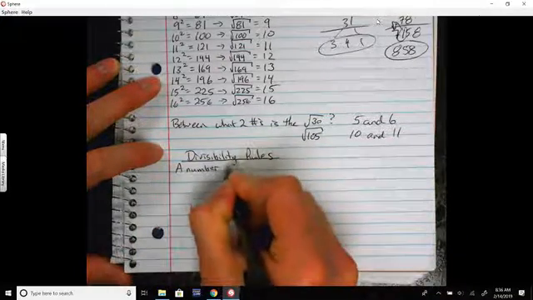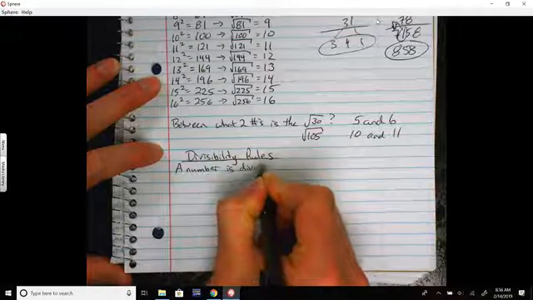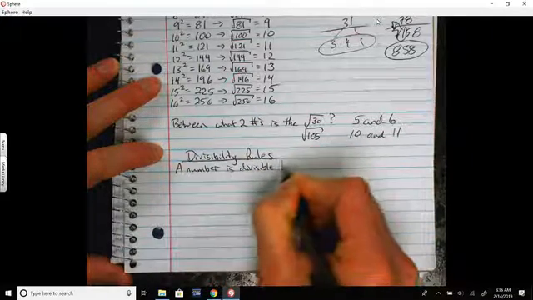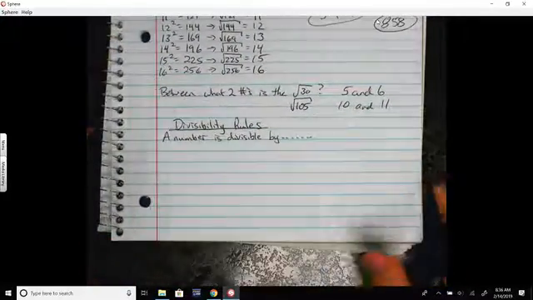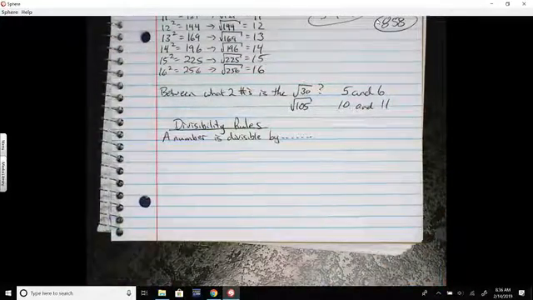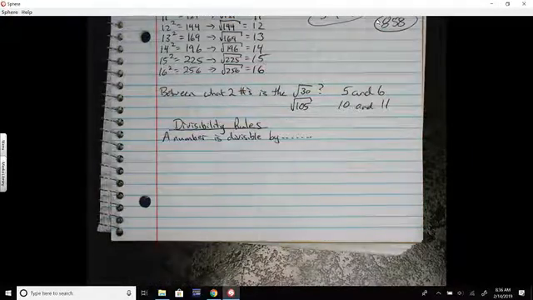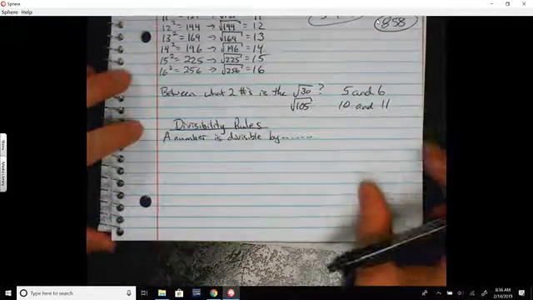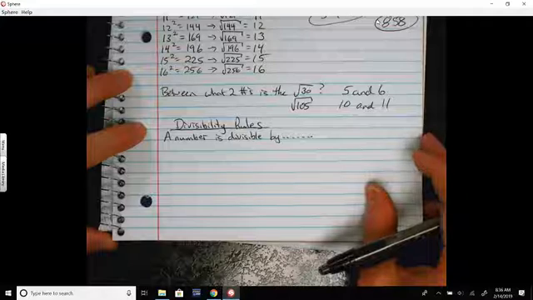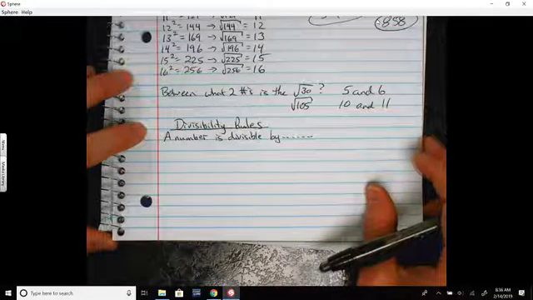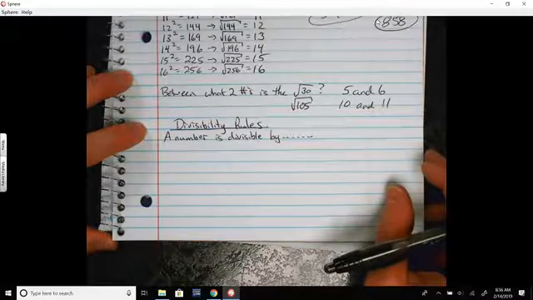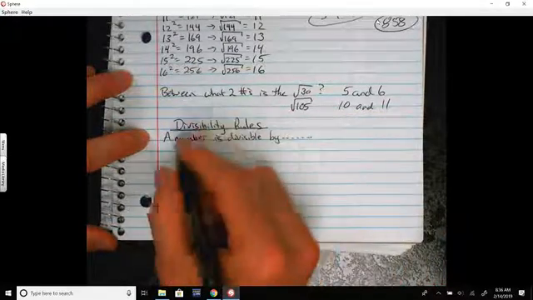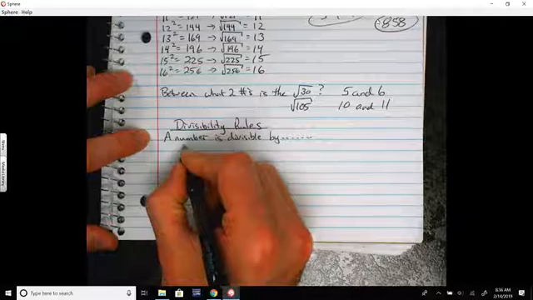A number is divisible by... We are going to need a table. No, it's just going to be a list of statements here. It may be a table, depends how far we go up. It might be, though. So a number is divisible by 2.